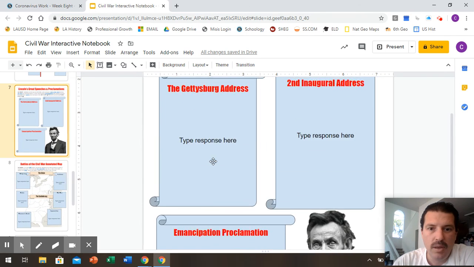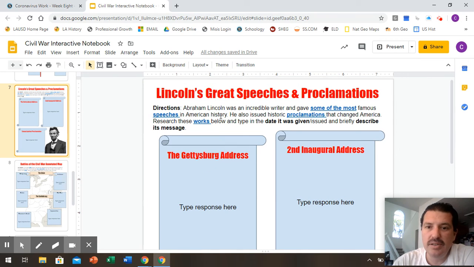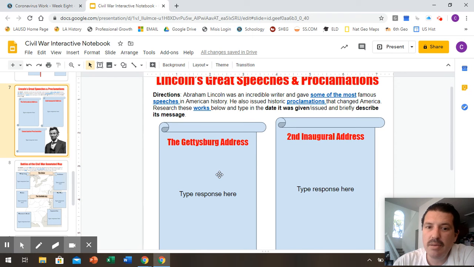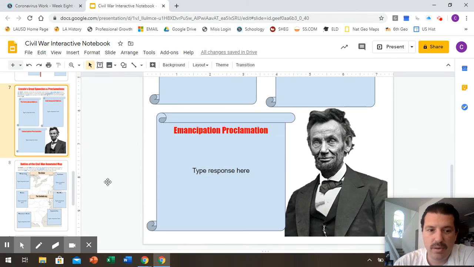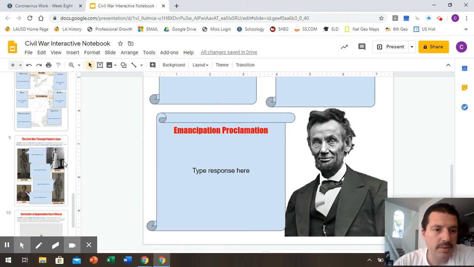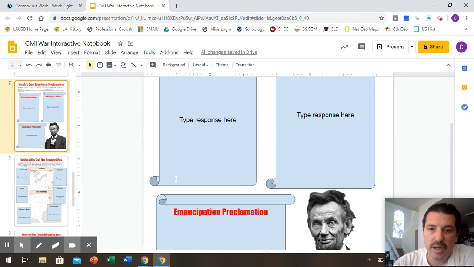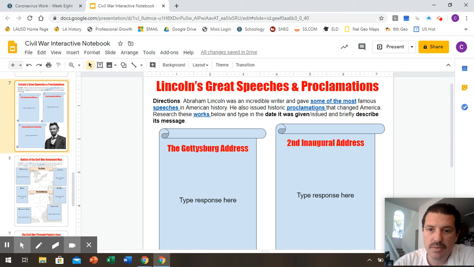Here we have Lincoln's great speeches and proclamations. So you're going to just type in what the message was about. What was the Gettysburg Address about? What was his inaugural address about? What was the Emancipation Proclamation about? So you're just going to summarize each of those. And guess what? I gave you the links.